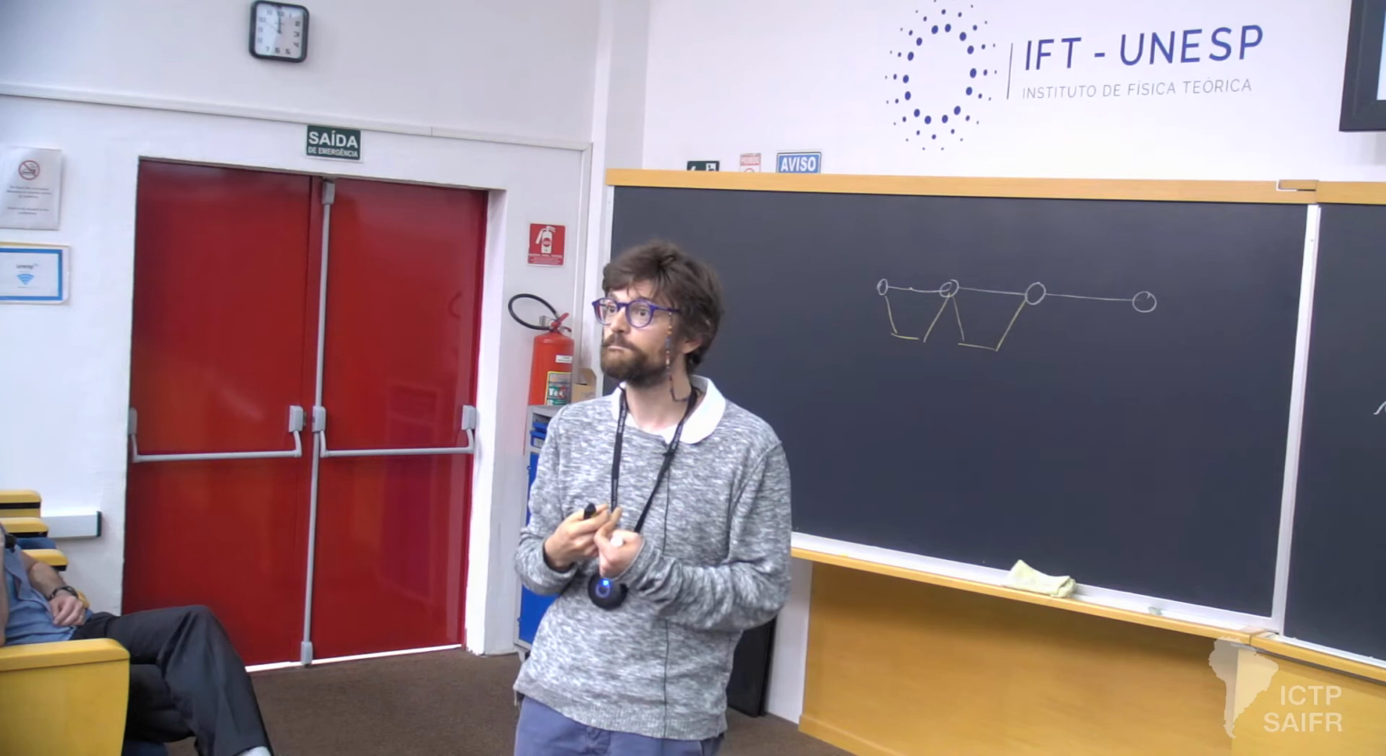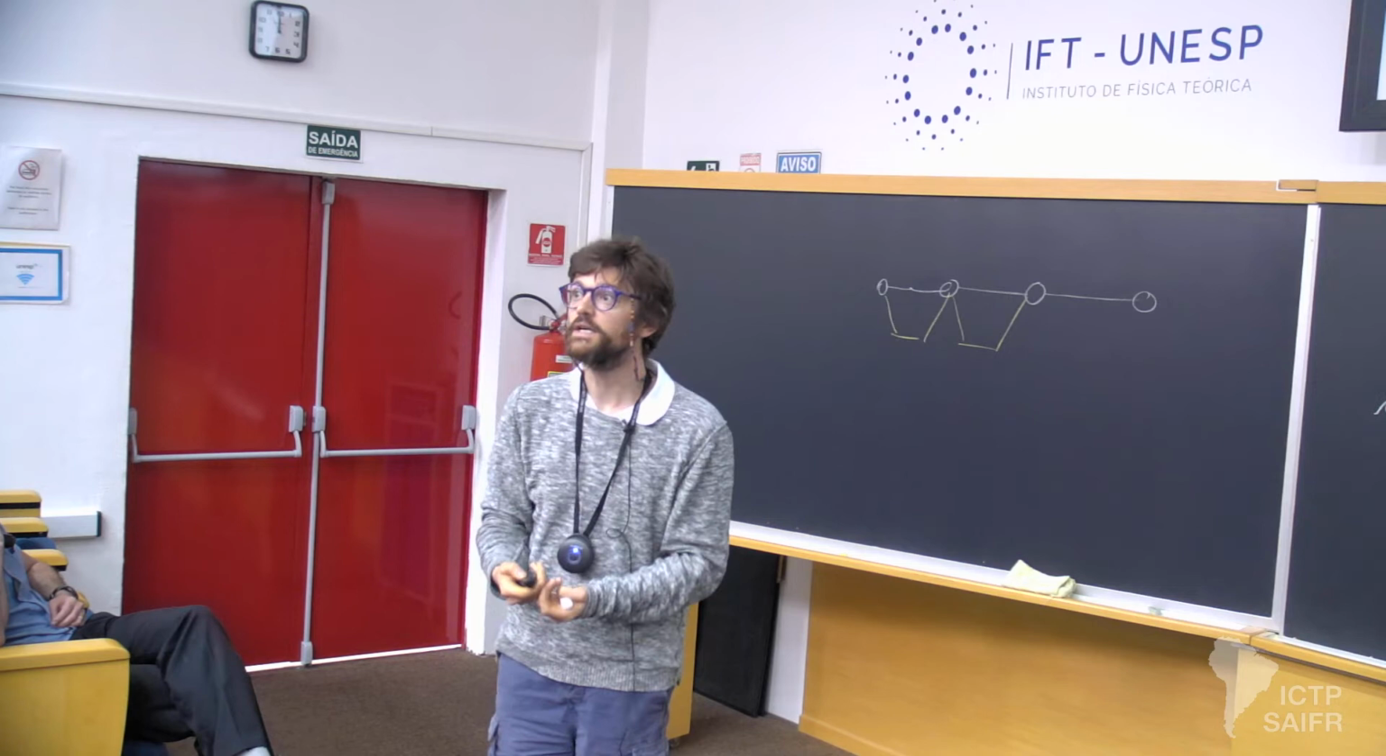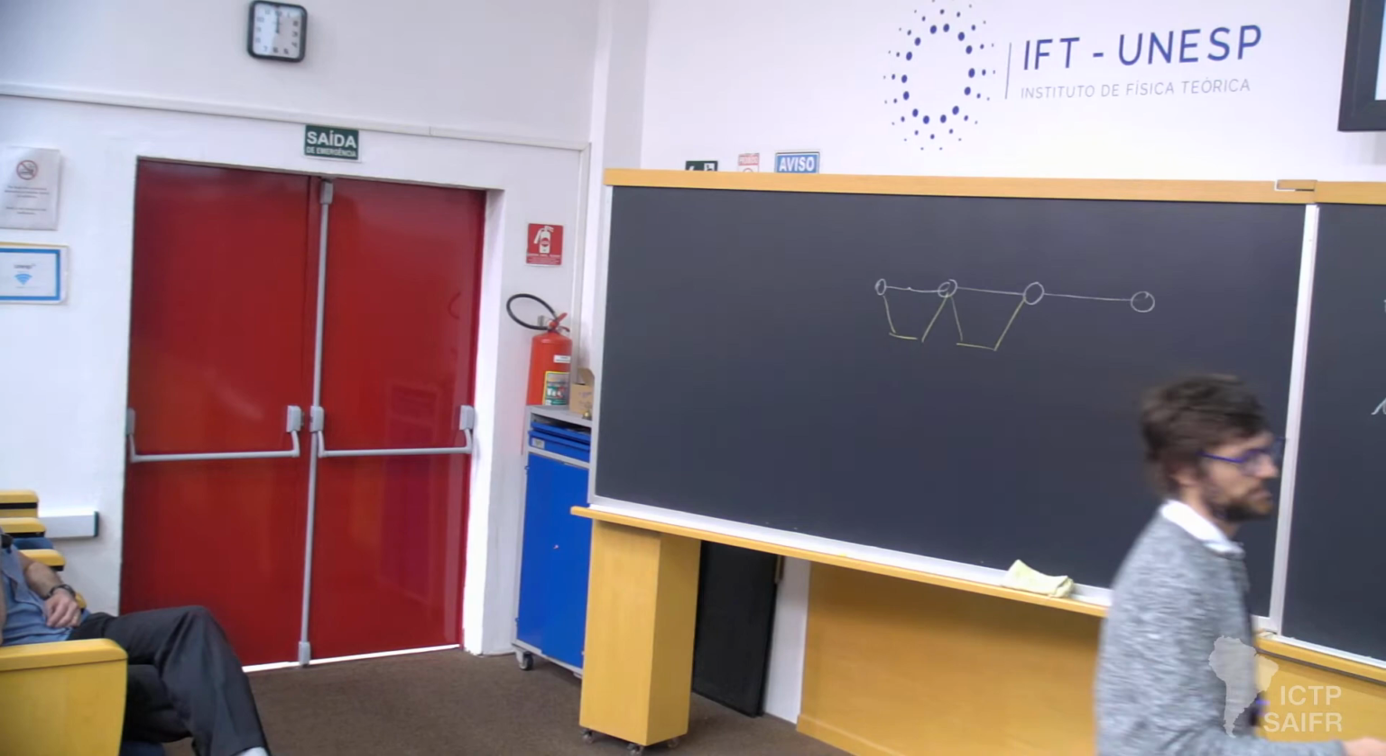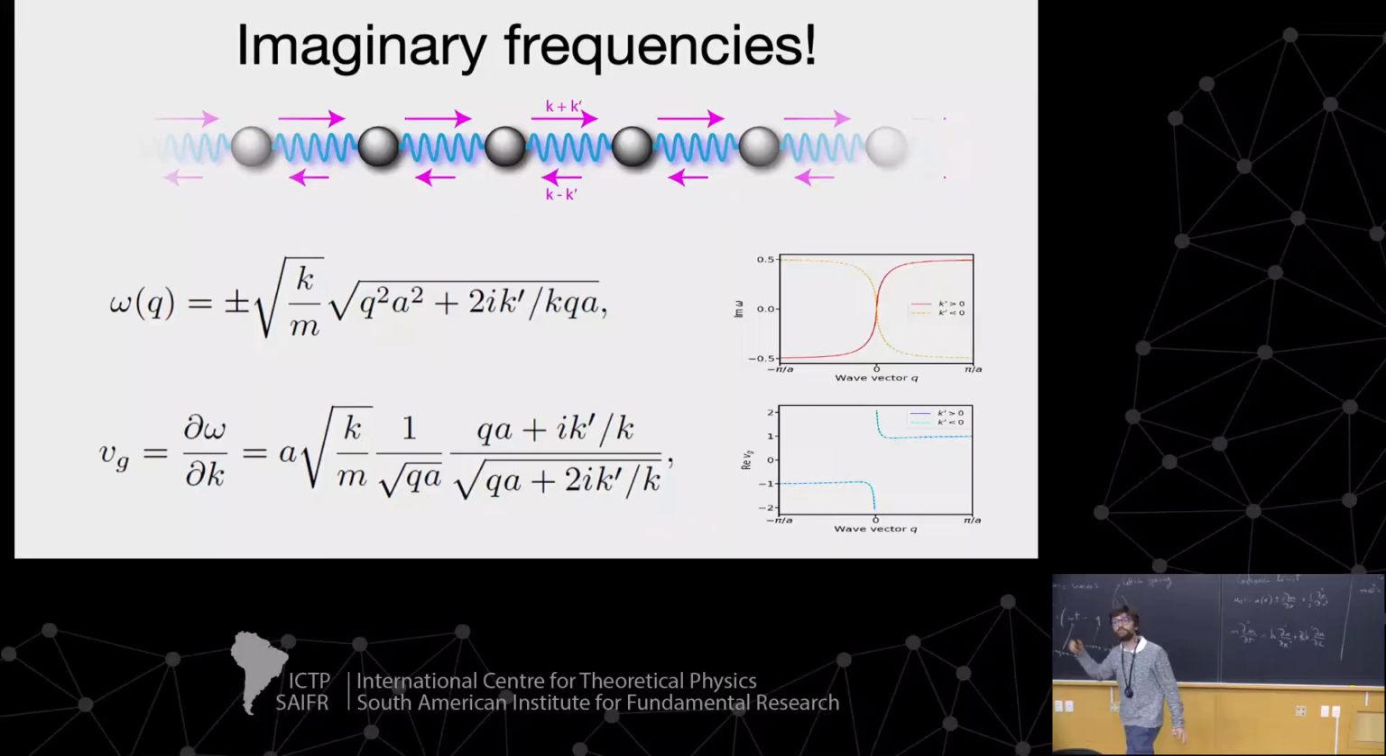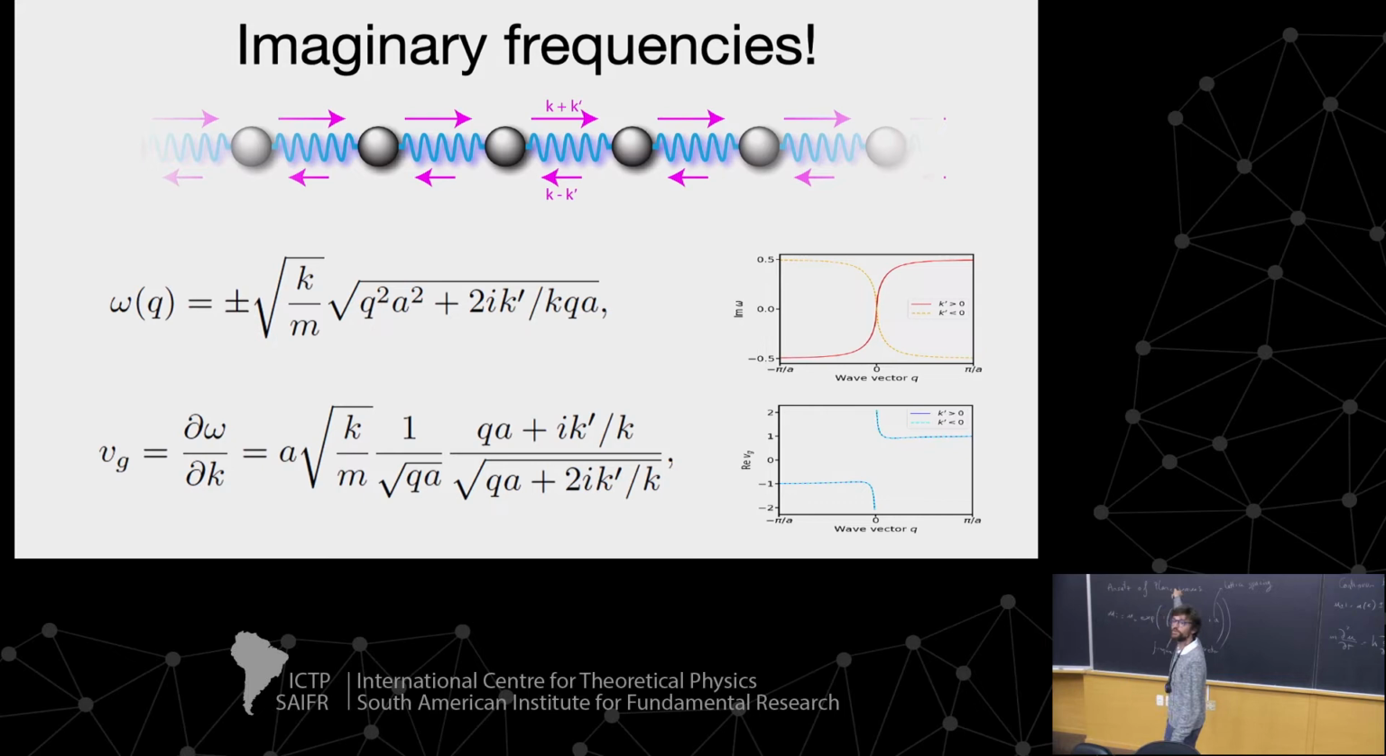So now, if I want to know which waves will blow up and which waves will die, I have to look at the group velocity. So the group velocity, you get by taking the derivative of this. This is a typo. This should be a q, not a k, right? So sorry about that. So the group velocity.